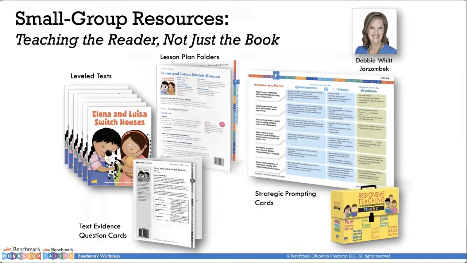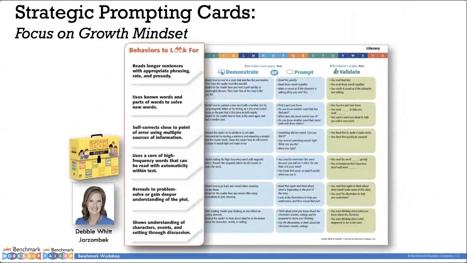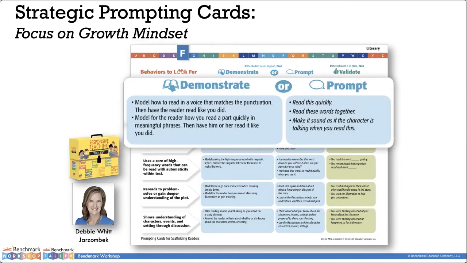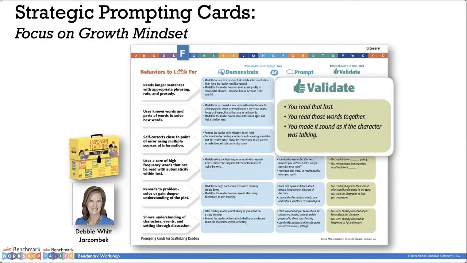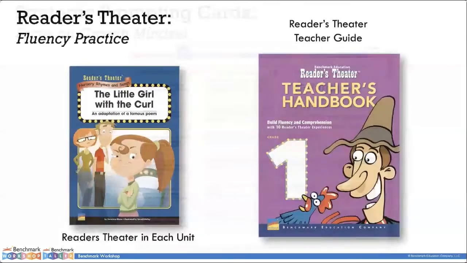These identify the reading behaviors over which students should have control for each Fountas and Pinnell level, and for each reading behavior, a demonstration, a prompt, and a validation specific to that reading behavior is provided. The strategic prompting cards are a tool to move students into more challenging texts. Reader's Theater offers fluency practice with titles on that same topic, with each part written at a different reading level.